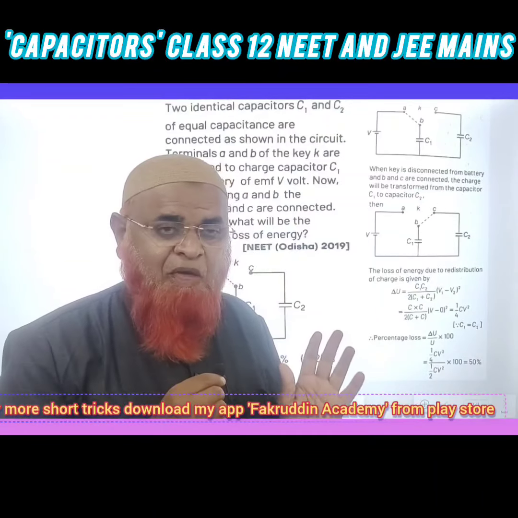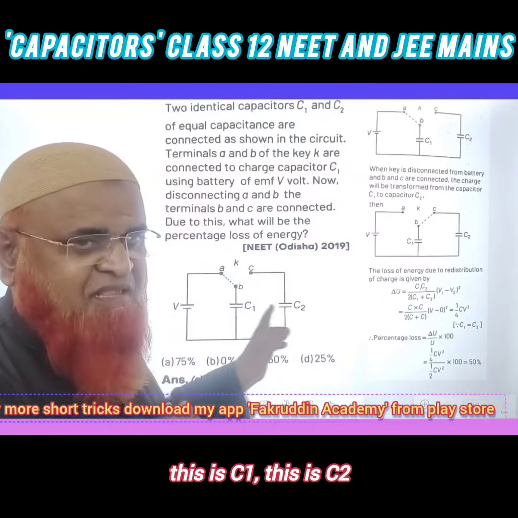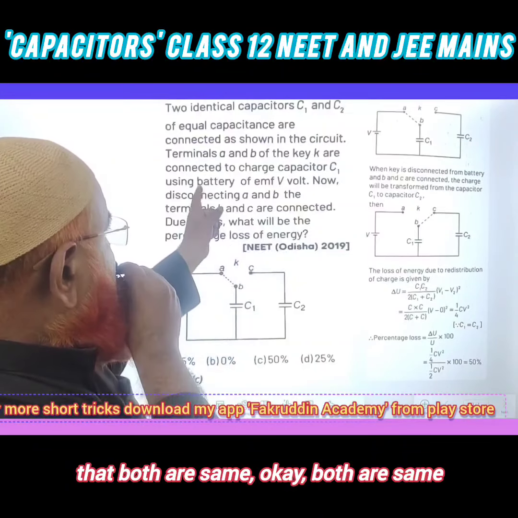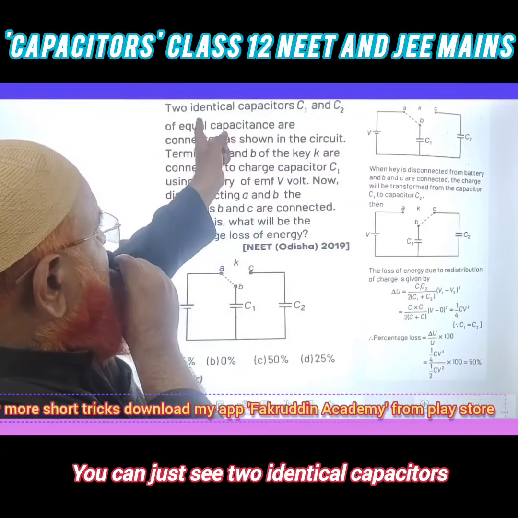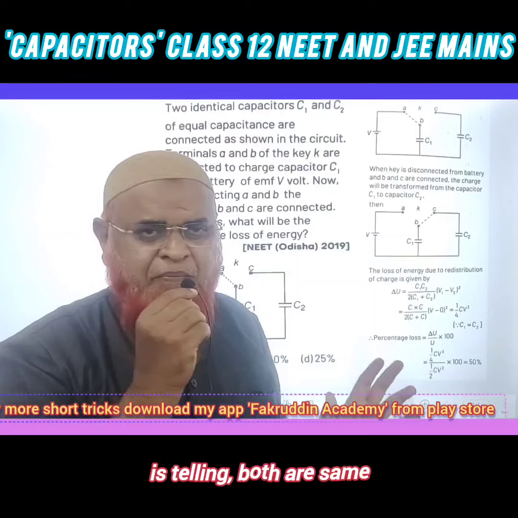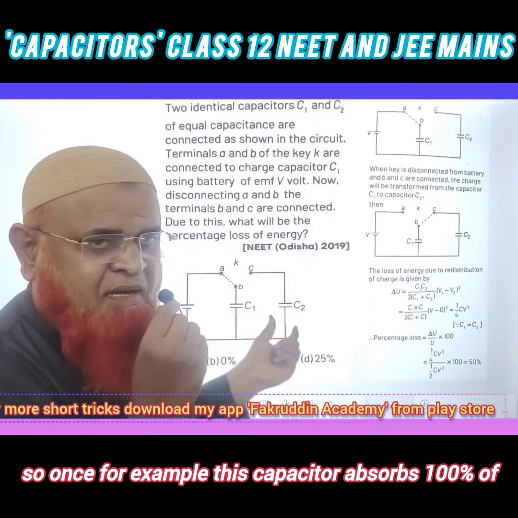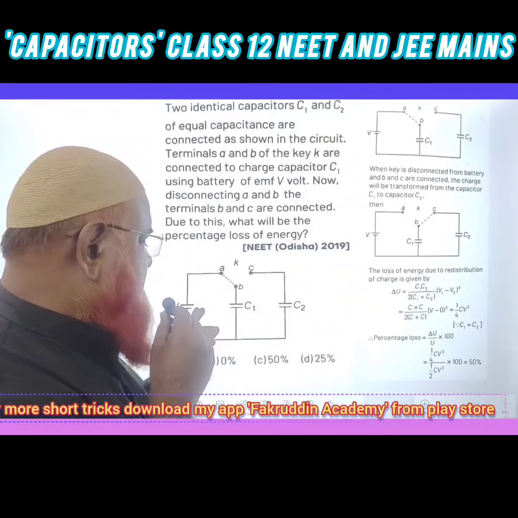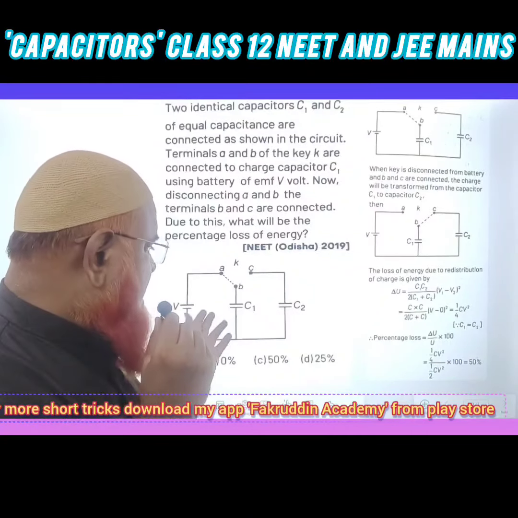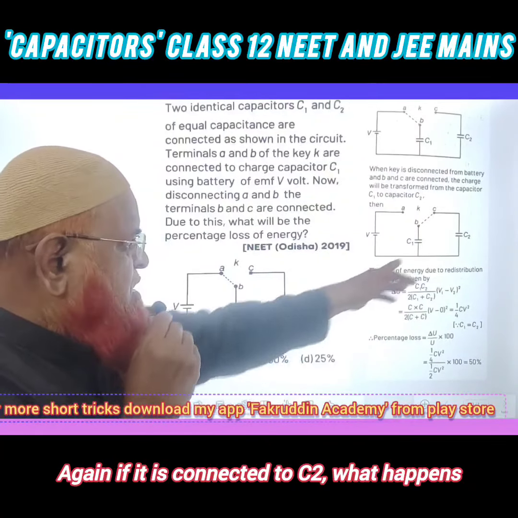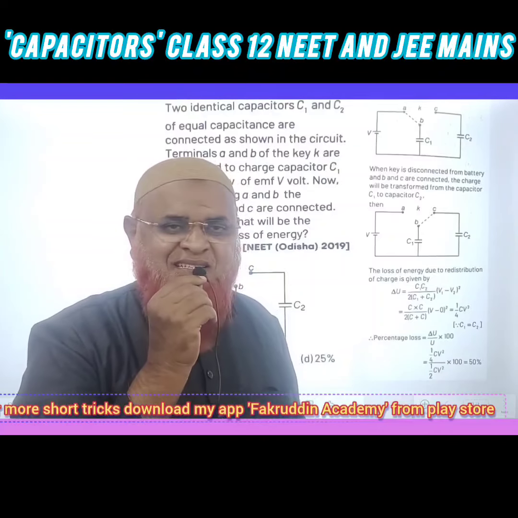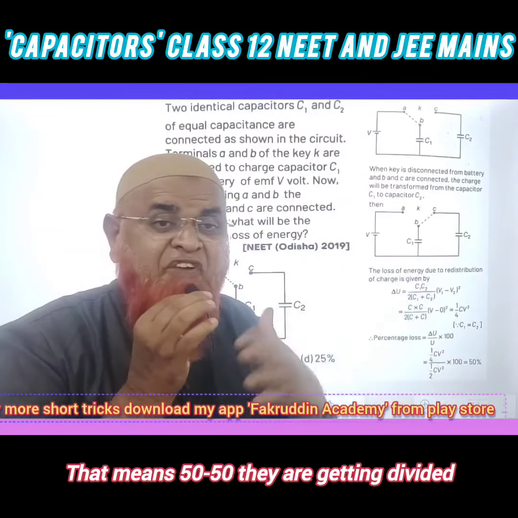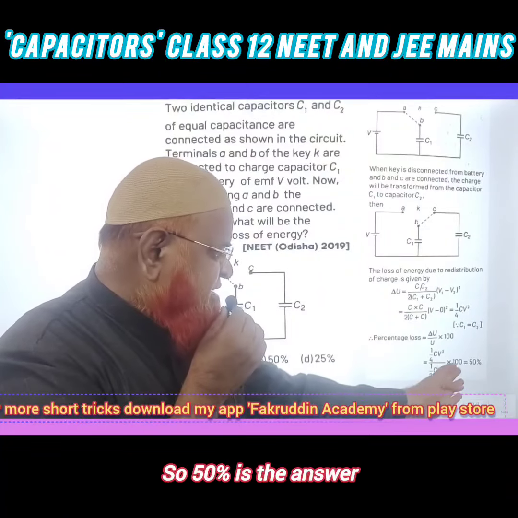I'm getting a laugh seeing the solutions of these textbooks. See here, this is C1, this is C2. In the problem it is given that both are the same. Two identical capacitors, it is telling, both are the same. So for example, this capacitor absorbs 100% of the potential energy from the battery. Again, when it is connected to C2, what happens? As they have the same capacity, they are equally dividing. That means 50-50 they are getting divided. So 50% is the answer.